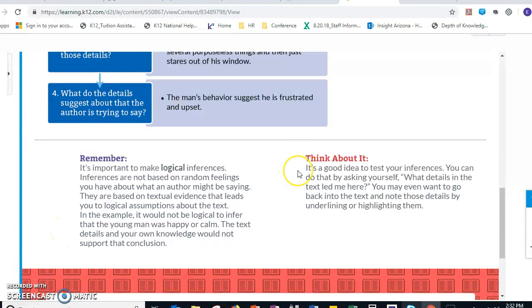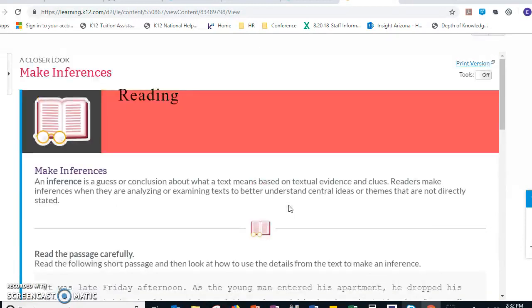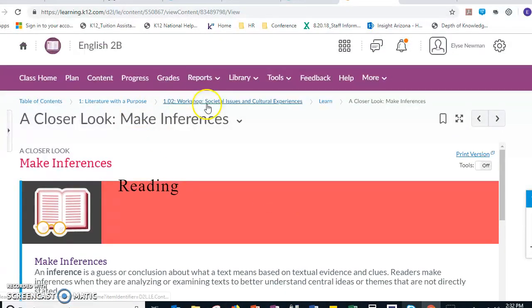So think about it. It's a good idea to test your inferences. You can do that by asking yourself, what details in the text led me here? You may even want to go back into the text and note those details by underlining or highlighting them. All right, so backing out here, I want to point out two more important concepts.